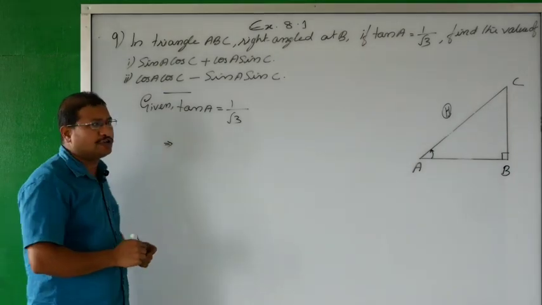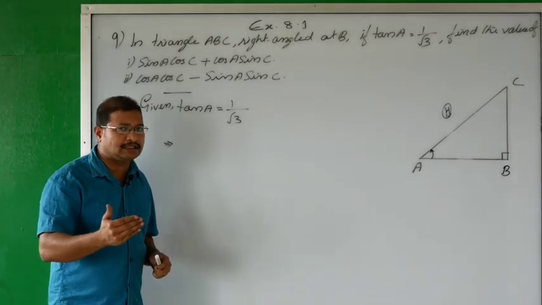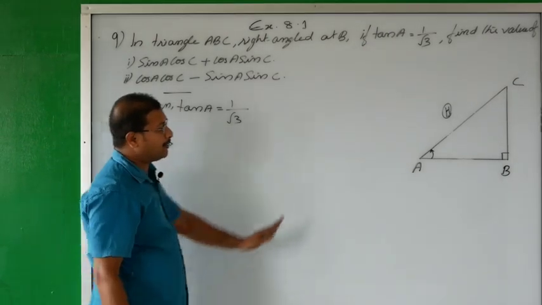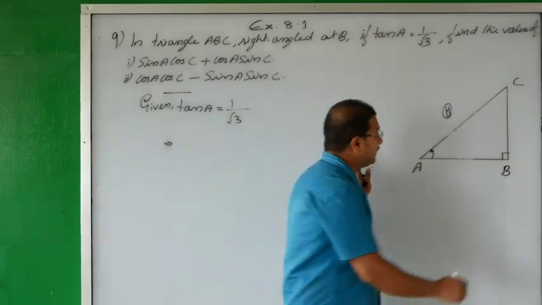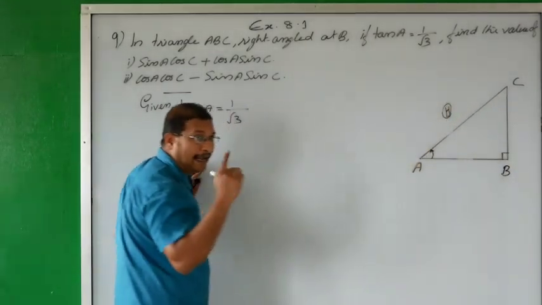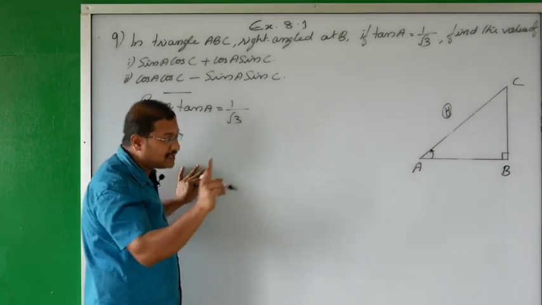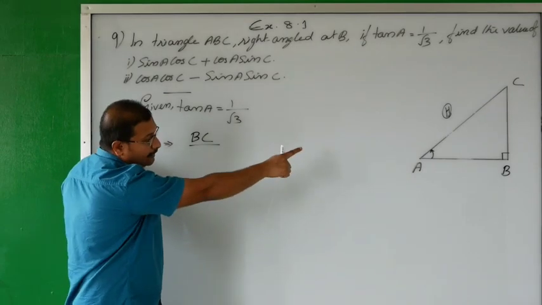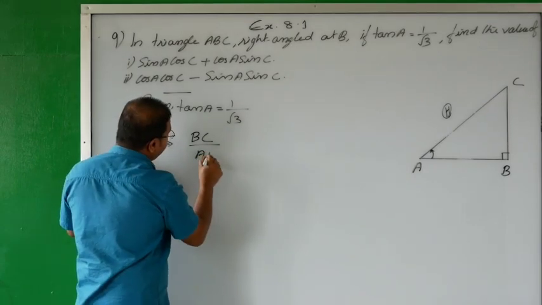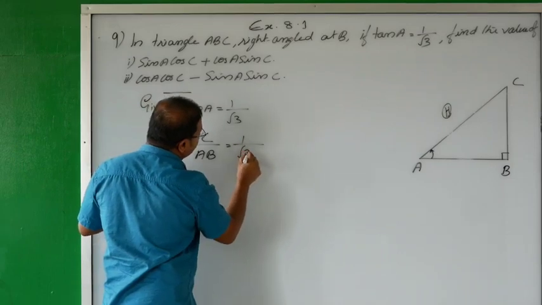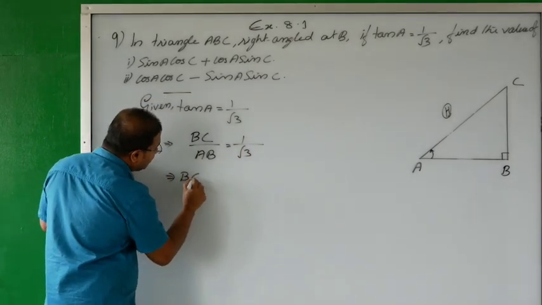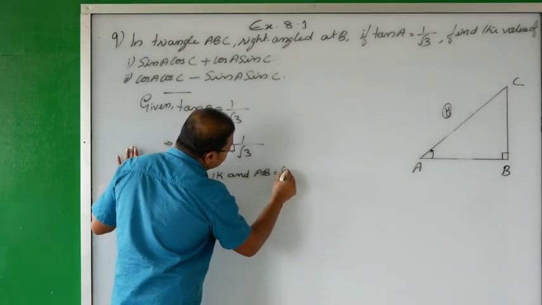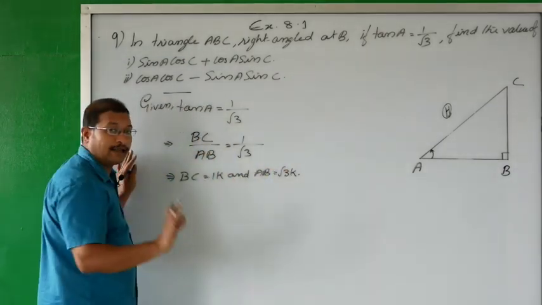Tan A. We know that tan theta is perpendicular by base. Perpendicular, according to this diagram, for angle A, what will be that? BC. For angle A, the perpendicular is BC. That means BC by base. According to angle A, base will be AB. BC by AB equals 1 by root 3. That implies BC equals 1K and AB equals root 3K, where K is a constant.